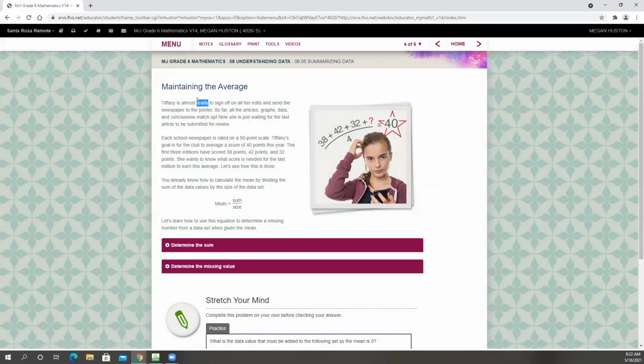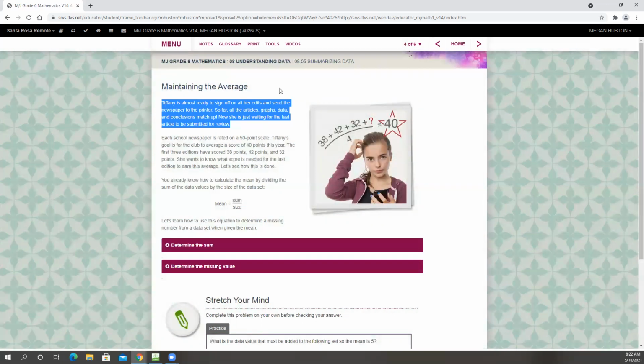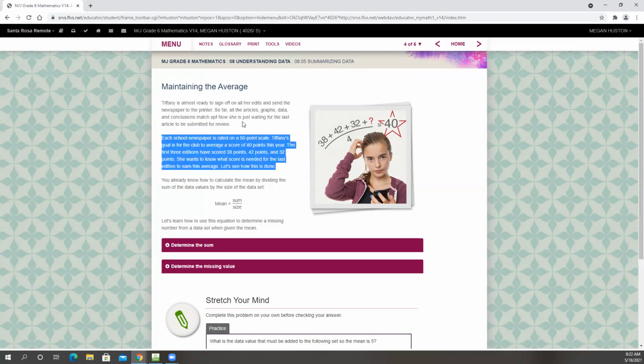Maintaining the average. Tiffany is almost ready to sign off on all her edits and send the newspaper to the printer. So far, all the articles, graphs, data, and conclusions match up. Now she is waiting for the last article to be submitted for review. Each school newspaper is rated on a 50-point scale. Tiffany's goal is for the club to average a score of 40 points this year. The first 3 editions have scored 38 points, 42 points, and 32 points.